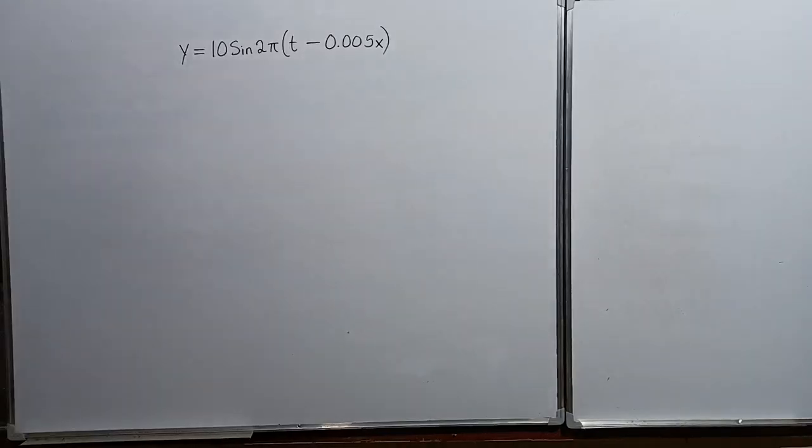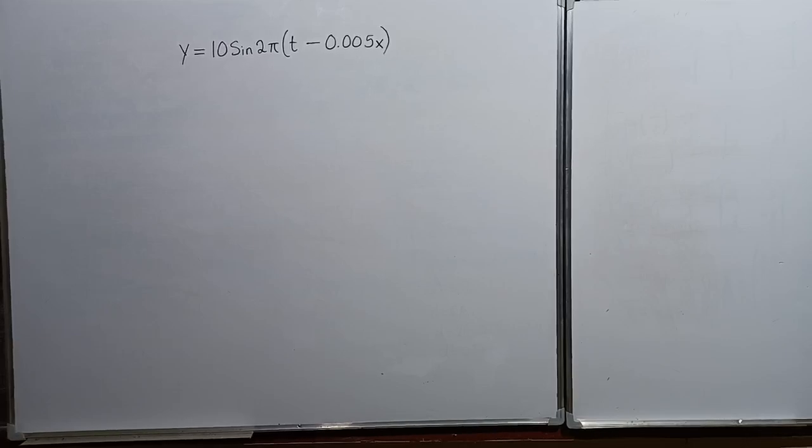Okay, so the question reads: the equation of a plane progressive wave is given by the equation, the one that we have there on the board, where y and x are in centimeters and t is in seconds. Calculate the amplitude, frequency, wavelength, and velocity of the wave.